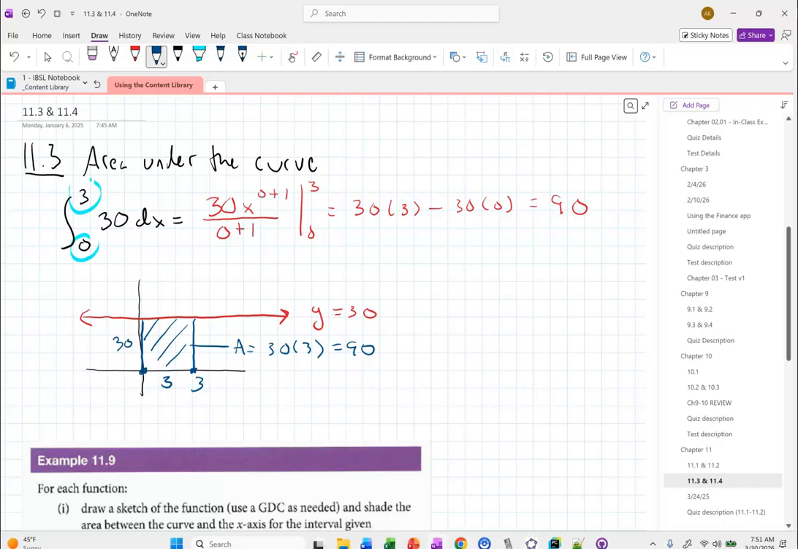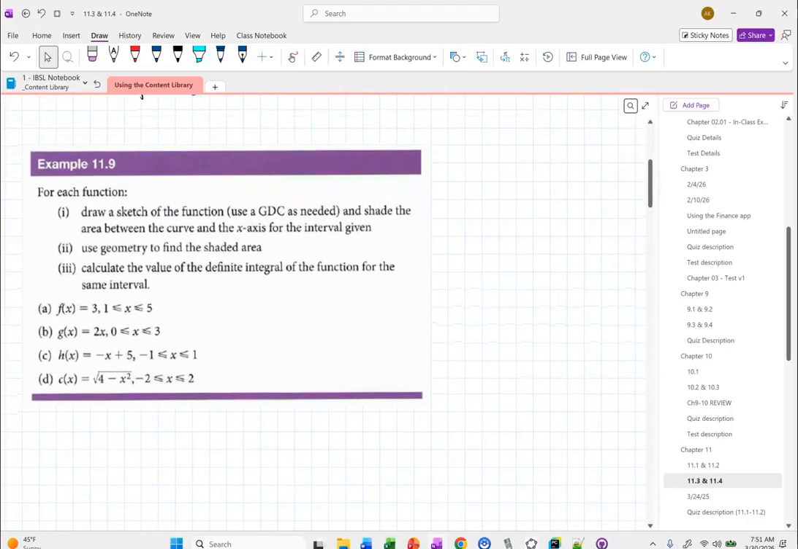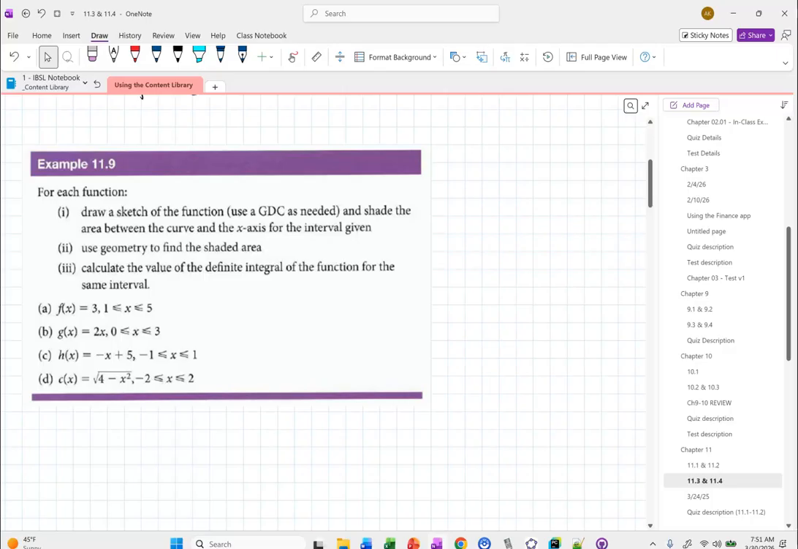What do you notice about the area under the curve and the value of the definite integral? They're the same. Guess what? They're always going to be the same. Wonderful. So that's another interpretation of what we mean by doing an integral. So let's look at a slightly more complicated example. So let's look at C here.